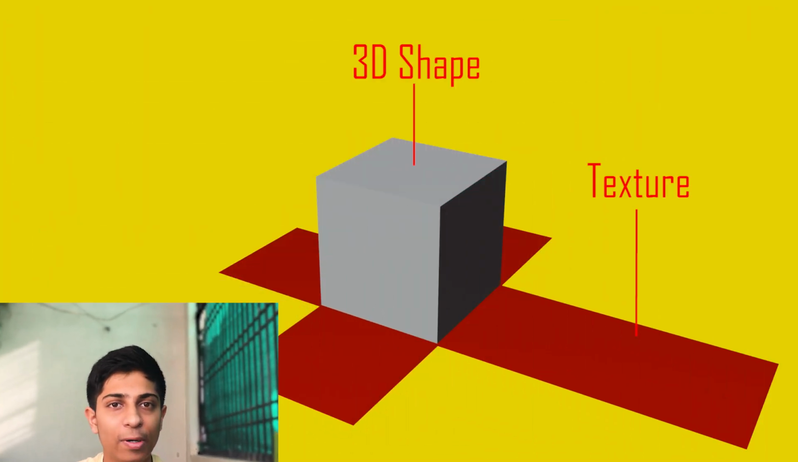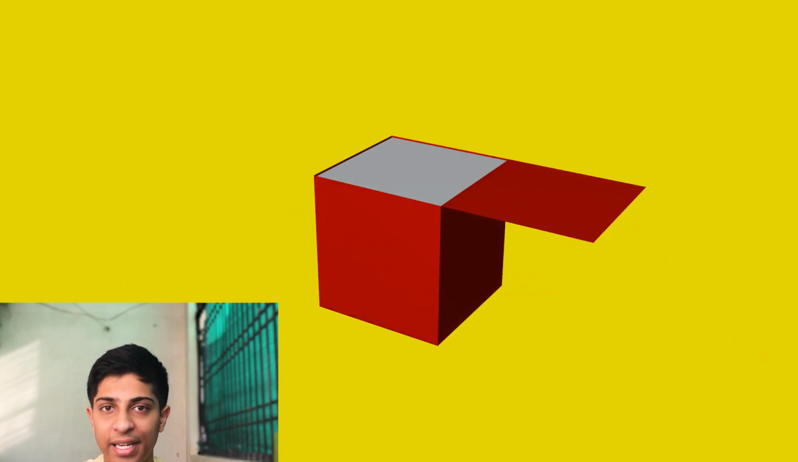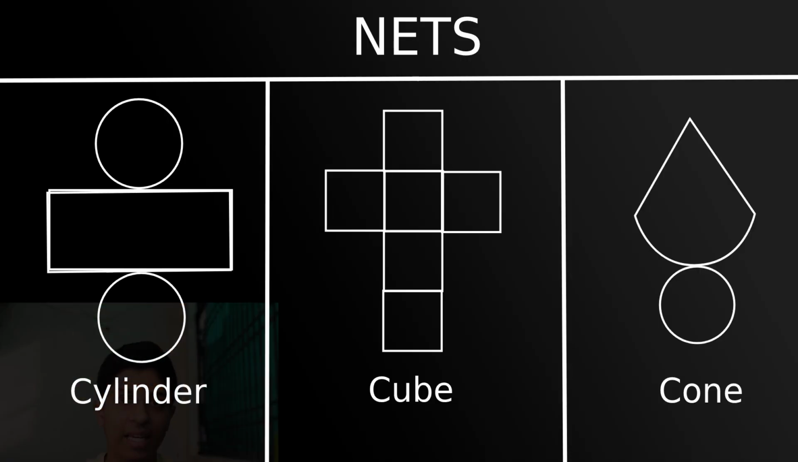We will now understand how this process works before moving forward, starting with what is a texture. A texture is a two-dimensional image wrapped around a 3D shape. You might have heard about nets. They are basically unwrapped versions of our 3D shapes. We'll keep this knowledge aside for now, and texturing and UV unwrapping is a title for another video.